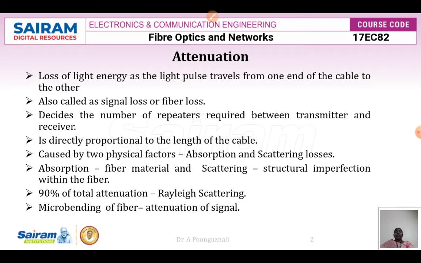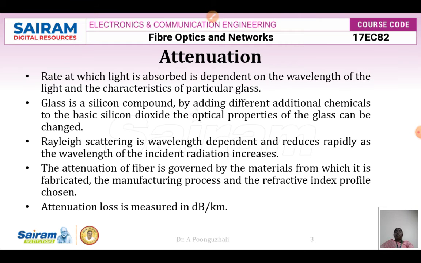When we use fibers, we cannot always have a straight fiber. There are chances of the fibers being bent around corners. In that case, when the fibers are bent, there is also an attenuation of the signal. The rate at which the light is absorbed is dependent on the wavelength of the light, and on the characteristics of the particular glass.